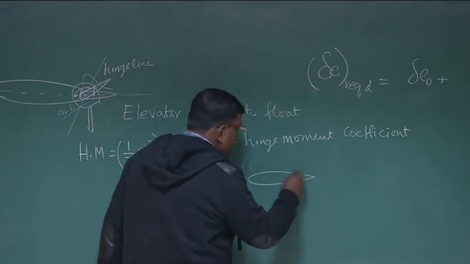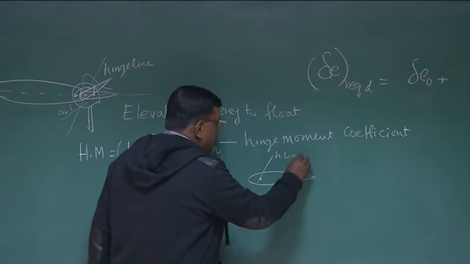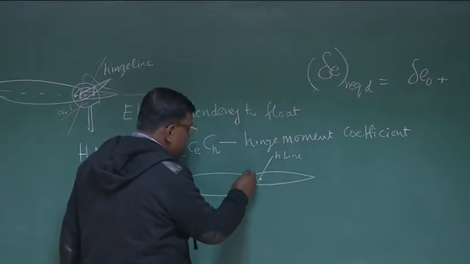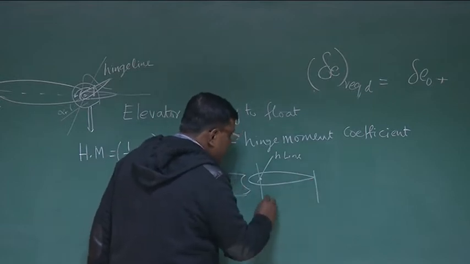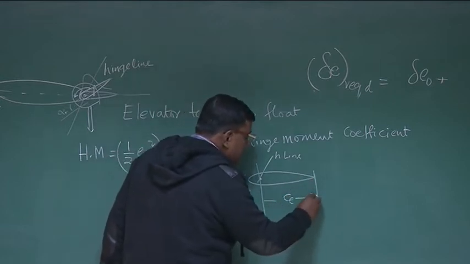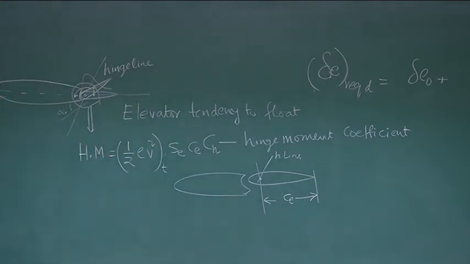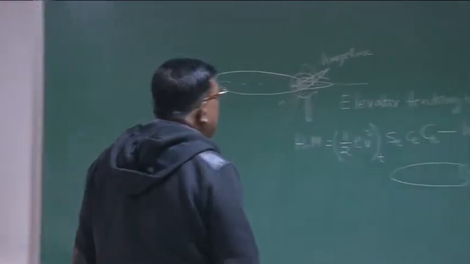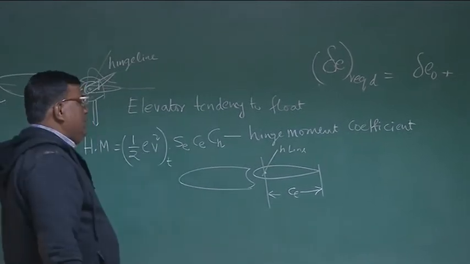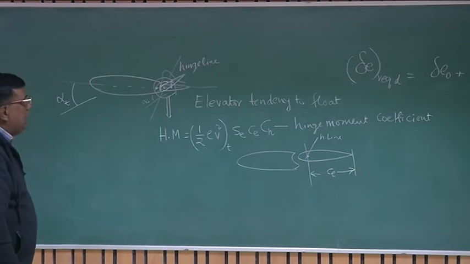What is C? We have defined it like this. If this is the elevator and this is the hinge line, then from the hinge line to the trailing edge, this is defined as CE, the elevator chord. This is the elevator chord. Please note that by convention, we are defining it from the hinge line to the trailing edge of the elevator. And SE is obvious, the area of the elevator. Correct? If this is true, then let us see what is happening.